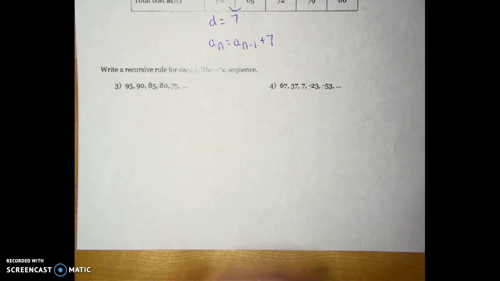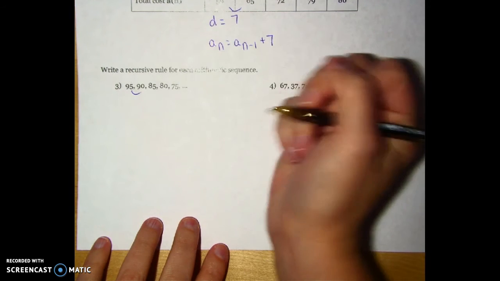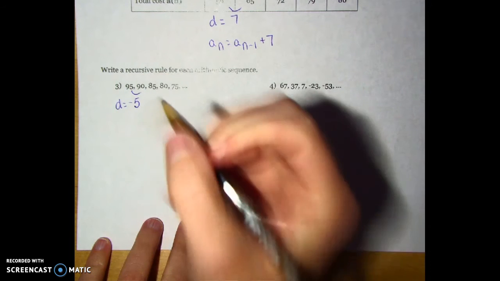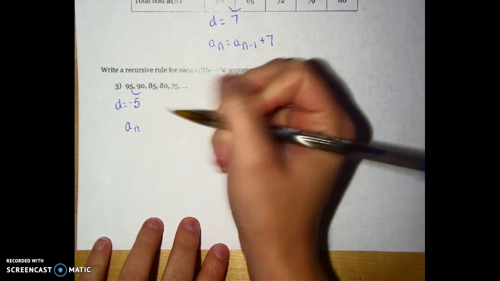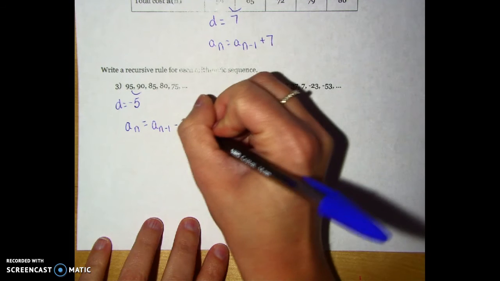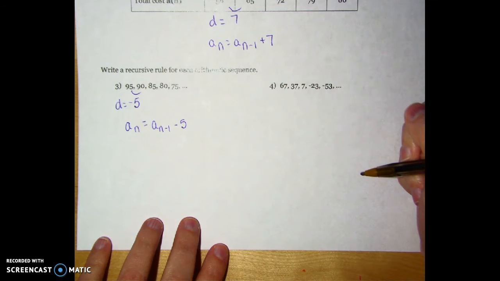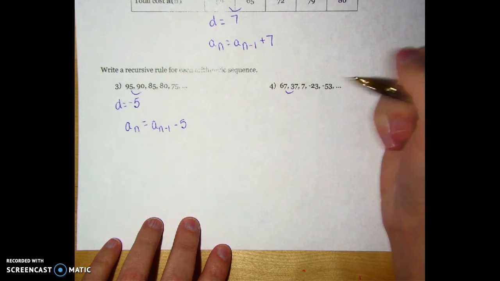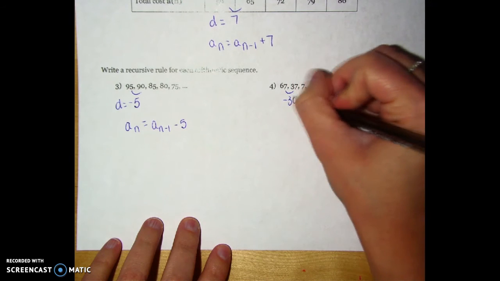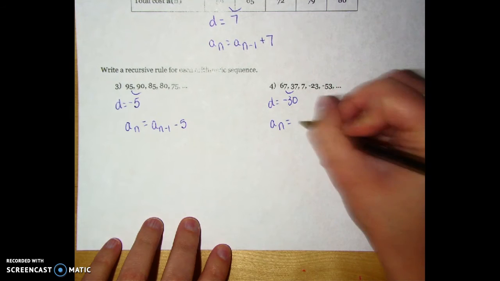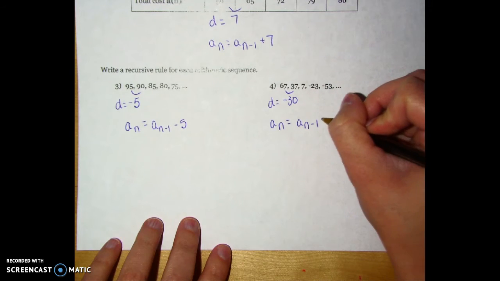Okay, 3 and 4, we're doing the same thing here. Find the common difference. 90 minus 95 is negative 5. So my formula is a sub n equals a sub n minus 1 minus 5. And why don't you pause it and try this one on your own. 37 minus 67 is negative 30. That means I have a sub n equals a sub n minus 1 minus 30.